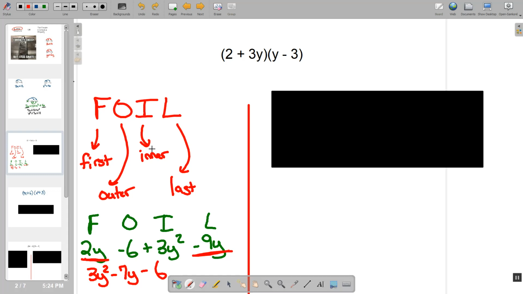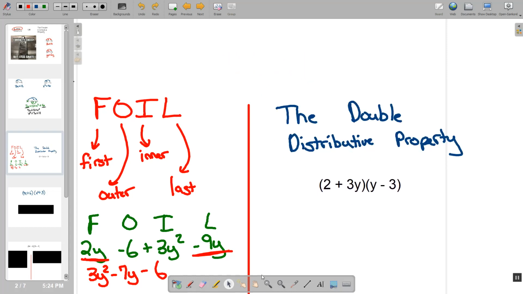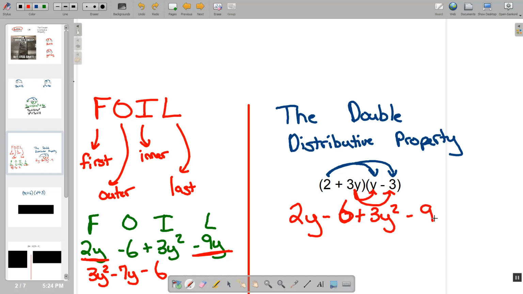It just stands for first, outer, inner, last. If I was doing the double distributive property, I actually end up getting the exact same steps and the exact same answer. If I distribute the 2 to every term in the other parenthesis, and then I distribute the 3y to every term in the opposite parenthesis, I get 2y minus 6. Whoops. That didn't go very well. 2y minus 6 plus 3y squared minus 9y.